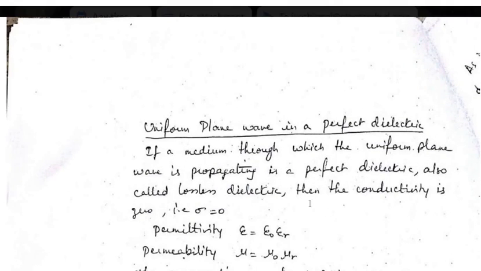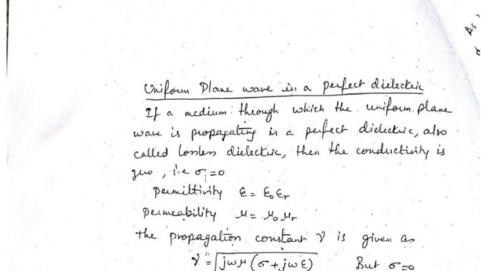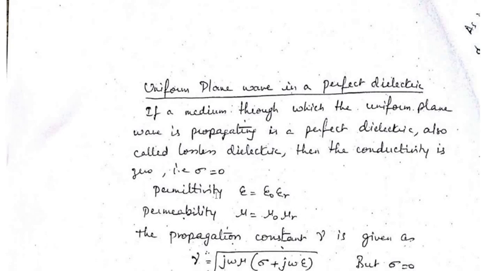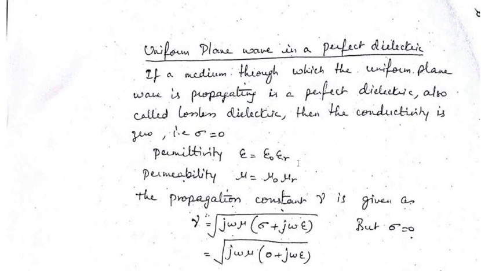So the next topic, we have uniform plane wave in a perfect dielectric. Consider a medium through which a uniform plane wave is propagating in a perfect dielectric. A perfect dielectric also means a lossless dielectric. So in a perfect dielectric, sigma, that is conductivity, will be equal to 0, permittivity will be equal to epsilon naught into epsilon r, and mu is equal to mu naught into mu r.